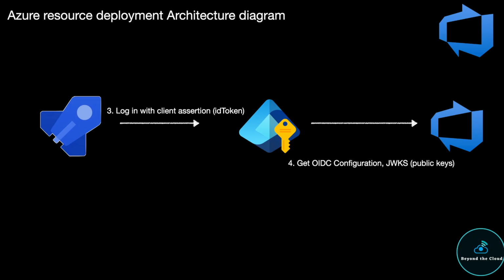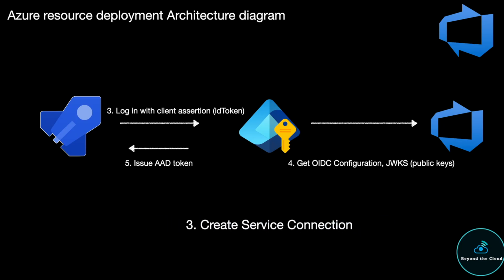And whenever the service connection gets the token back, it issues the token to the pipeline, and the pipeline goes back to Azure and says that, hey, I have the token and I need to deploy the resources. And then the Azure portal verifies the token and says that, yeah, this public key is valid and you can deploy the resources into my portal. This is how it works. So the most important part is now to create a service connection.